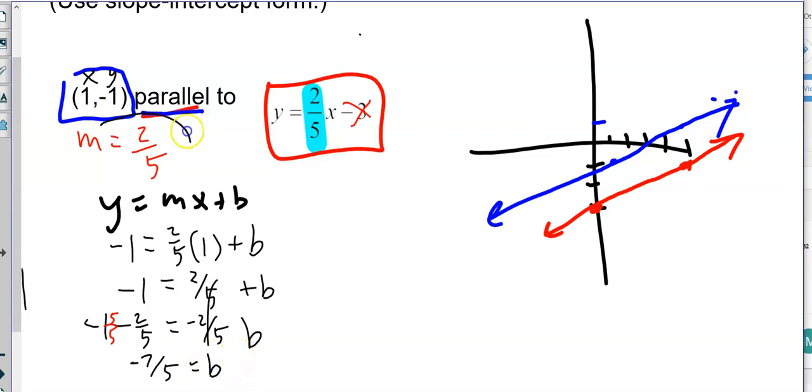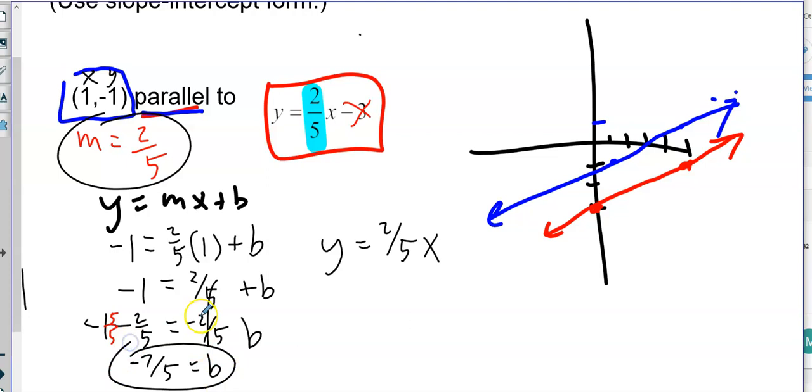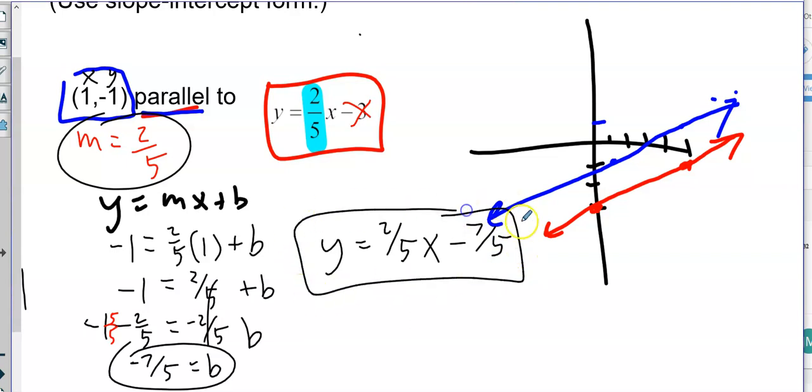So now we have our slope. y equals 2/5 x, and now we have our y-intercept of -7/5. That would be the equation of that blue line, right? It was hard to tell that it crossed at -7/5. You wouldn't have probably guessed that. So plugging into the formula helps you out on something like that.